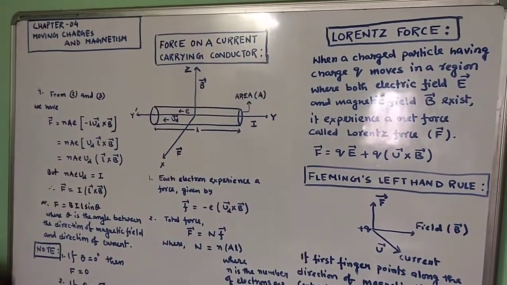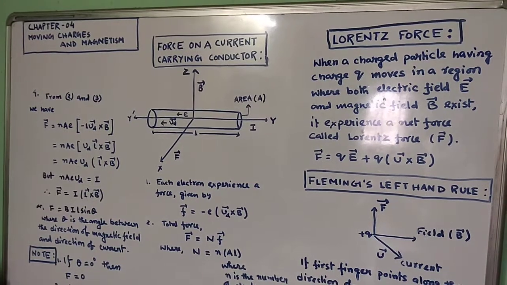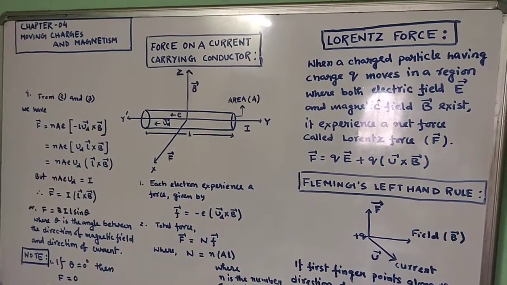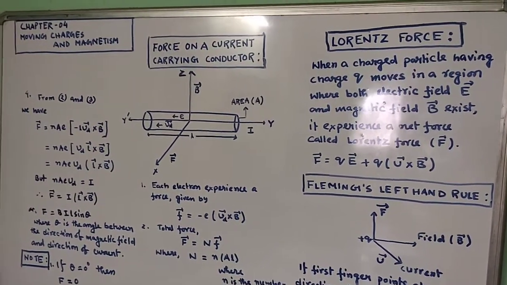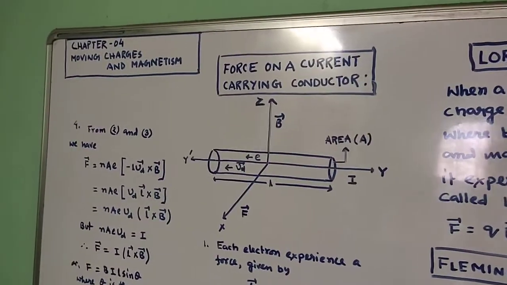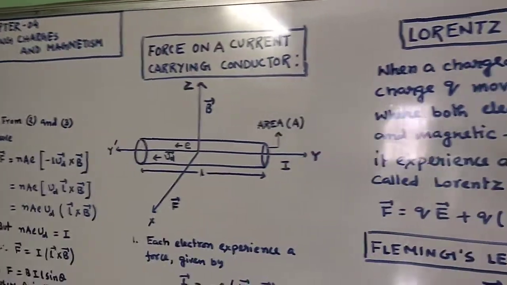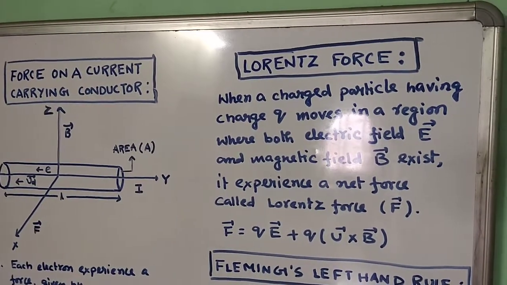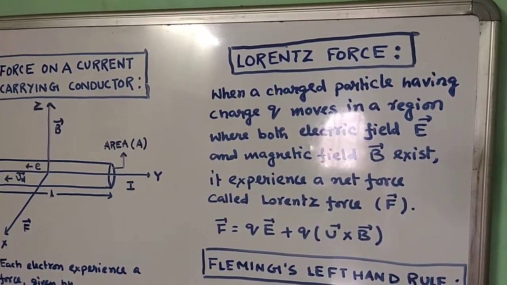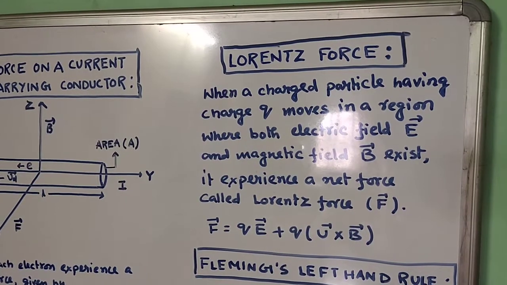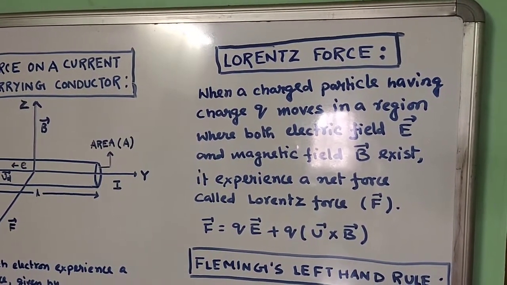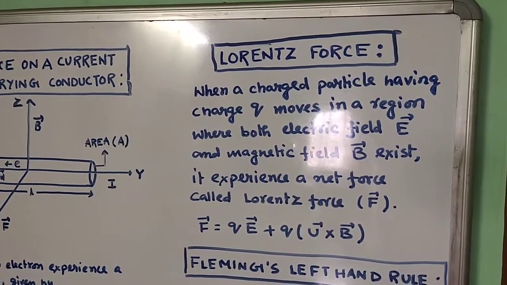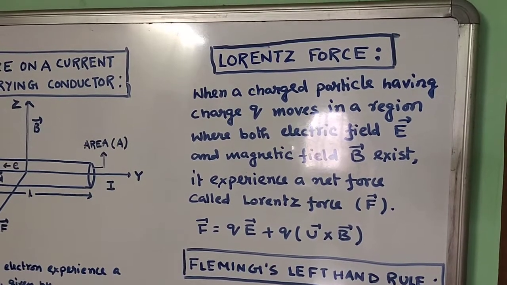Good morning, students. Today we are going to discuss a few important topics from chapter 4, and chapter 4 is Moving Charges and Magnetism. Now the topic which we are going to discuss is the Lorentz force. This is some kind of force where both electric field and magnetic field exist. So let me try to explain it in detail.